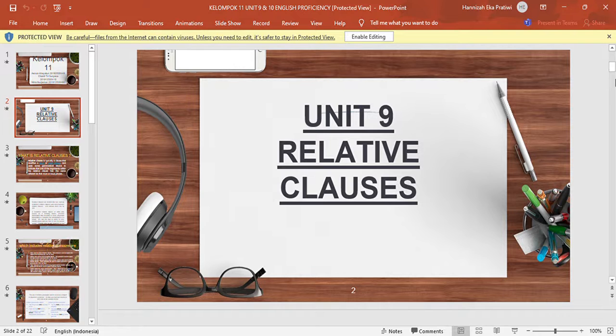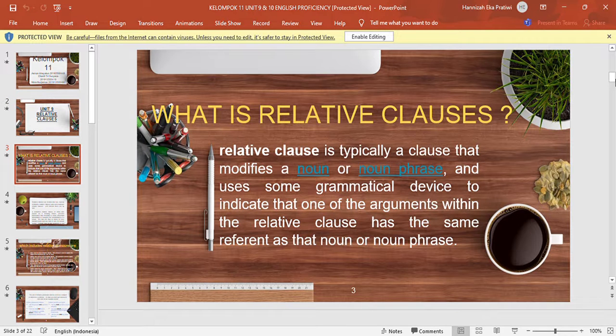We are talking about relative clauses and adverb clauses. For the first material will be explained by Ainun Hayatun.